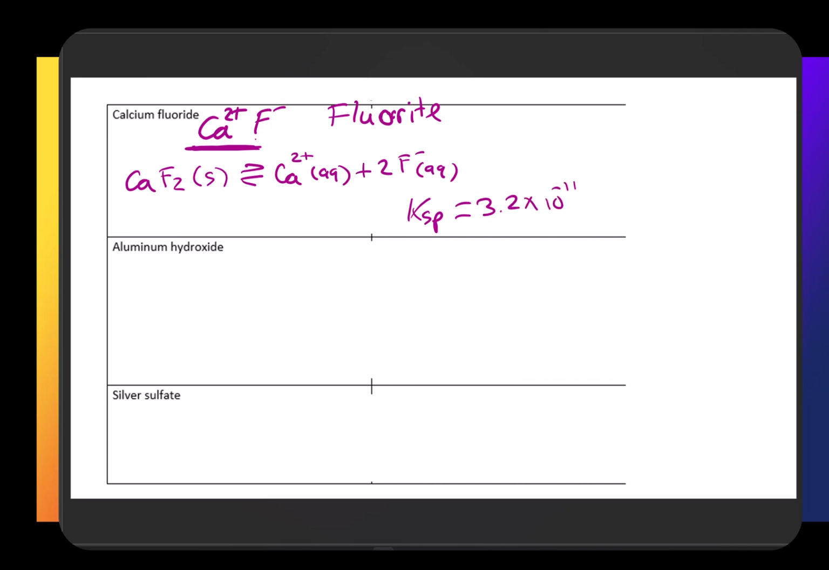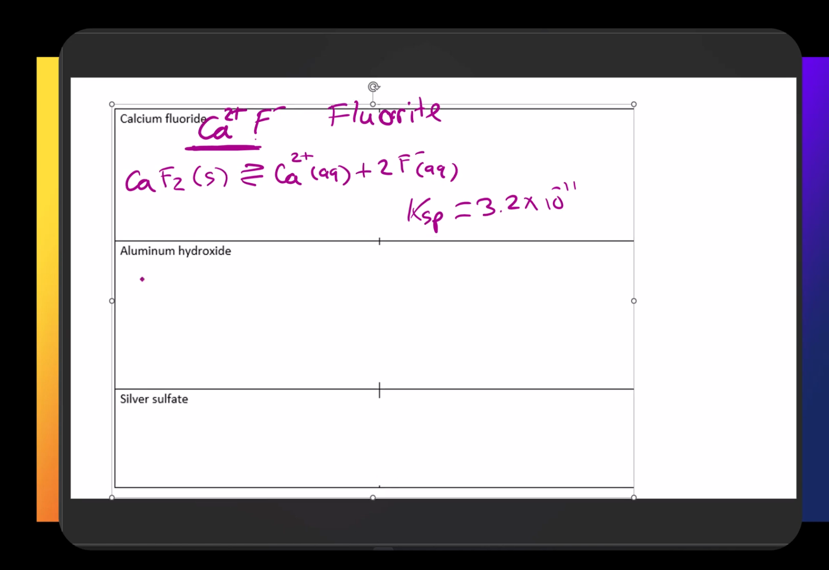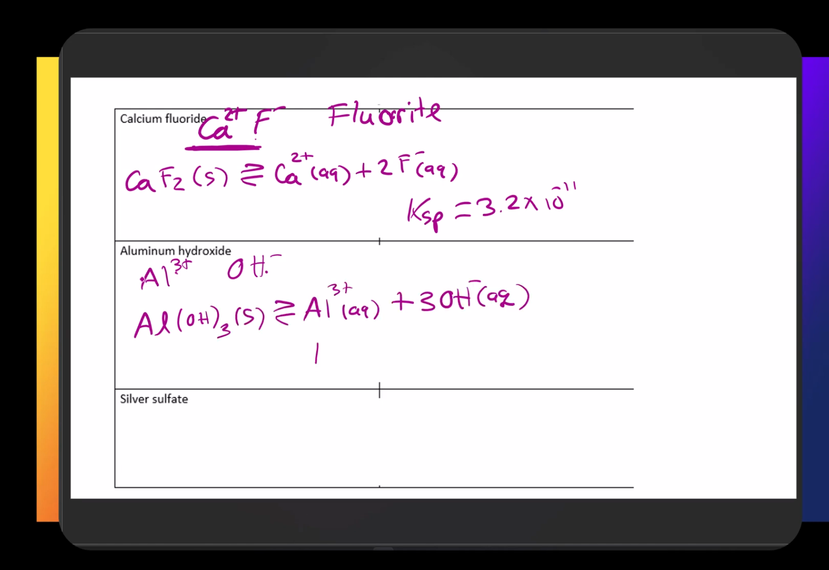It actually forms perfect octahedral crystals. Aluminum hydroxide: group 3A for aluminum, so it forms a +3 cation. Hydroxide, you know, is -1. To balance a +3, we need 3 -1, so the formula for the reactant is Al(OH)3. And our KSP value, silver sulfate.